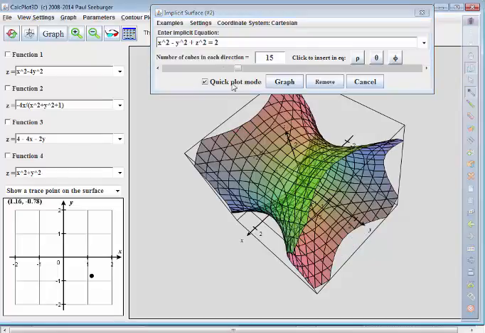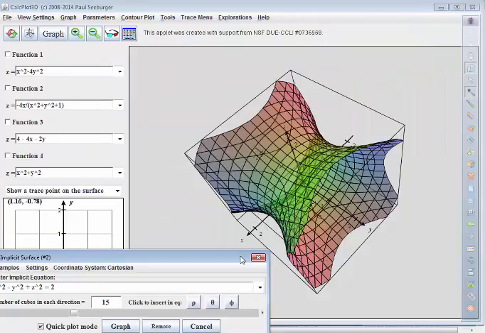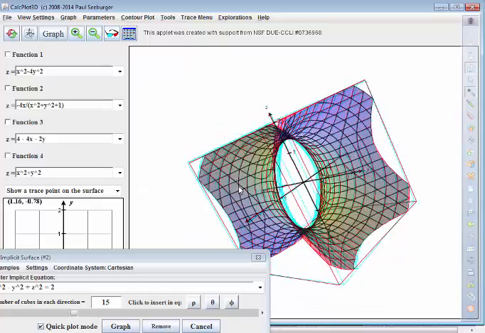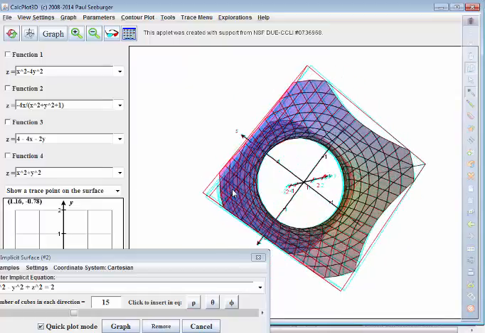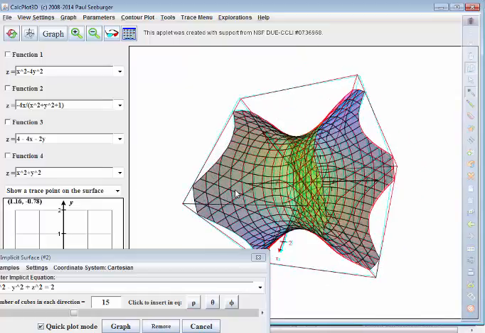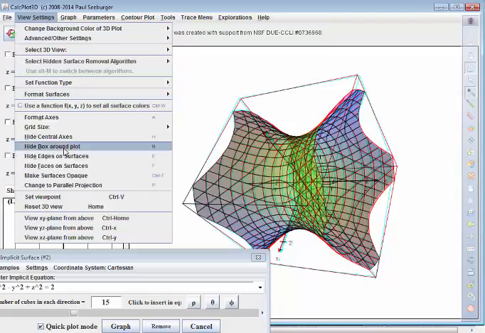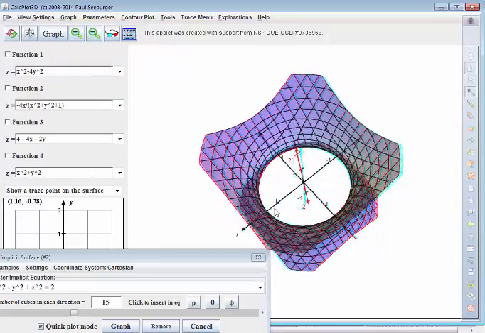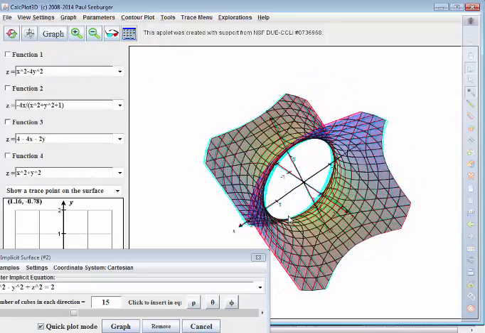So I encourage you to play around with this if you want. And if you have 3D glasses, I don't know, it's there. You can mess around with the view settings to get rid of the box and get rid of the axis if you want, and then just view.